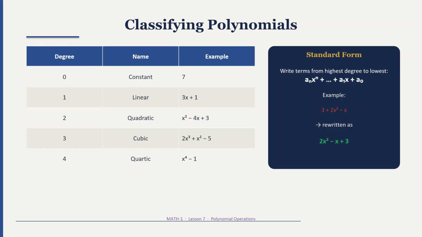Standard form is critical. It means writing terms in descending order of degree. For example, 5 minus 3x plus 7x cubed minus x squared is not in standard form. Rewritten in standard form, it becomes 7x cubed minus x squared minus 3x plus 5. Always reorder before identifying the degree or the leading coefficient.